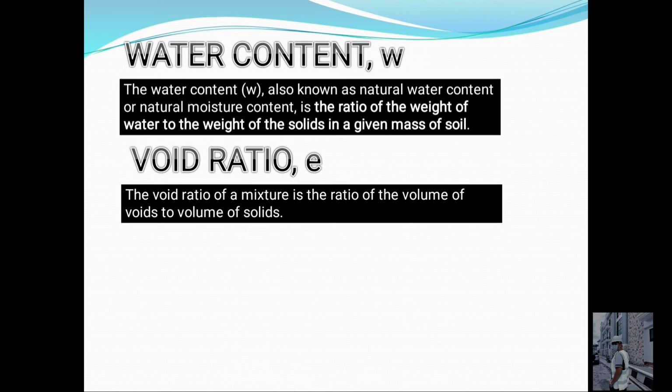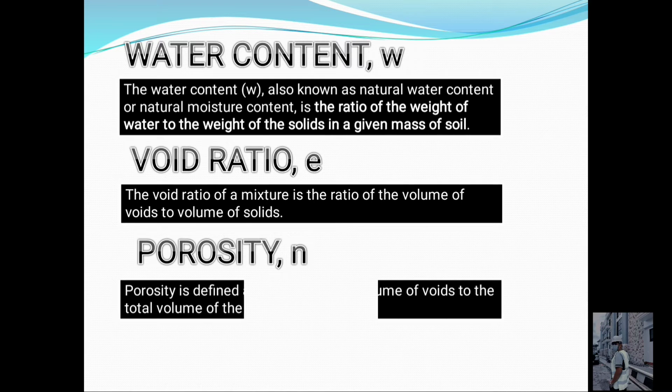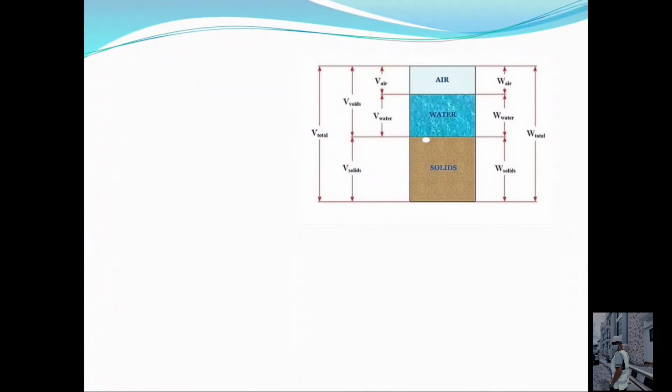Next is the void ratio. Void ratio is the ratio of the volume of the voids to the volume of the solids. And lastly, the porosity. Porosity is defined as the ratio of the volume of the voids to the total volume of the soil.